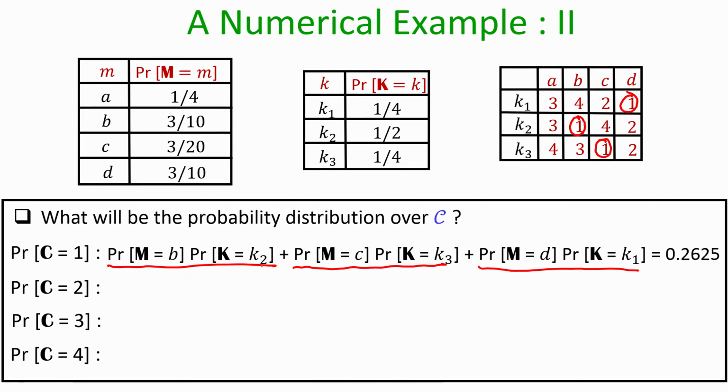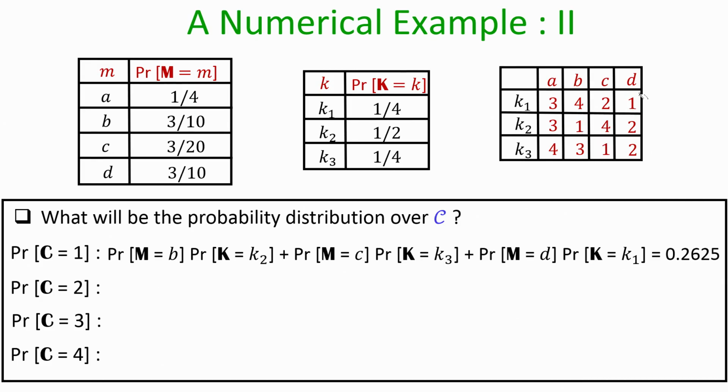Since we know the value of each of these individual probabilities, which is available to the attacker, it can compute this, and hence it knows that the probability that the encryption algorithm could produce ciphertext to be 1 is 0.2625. So, that is the value of the probability of occurrence of 1 as the ciphertext.